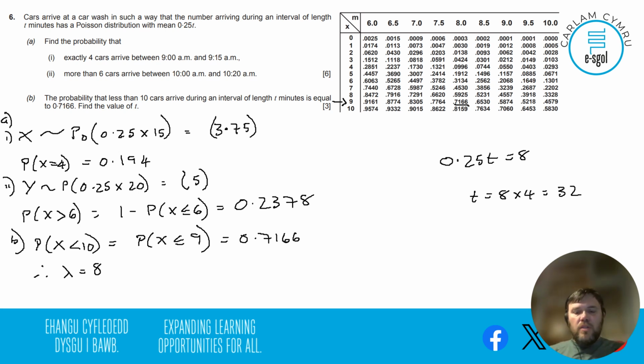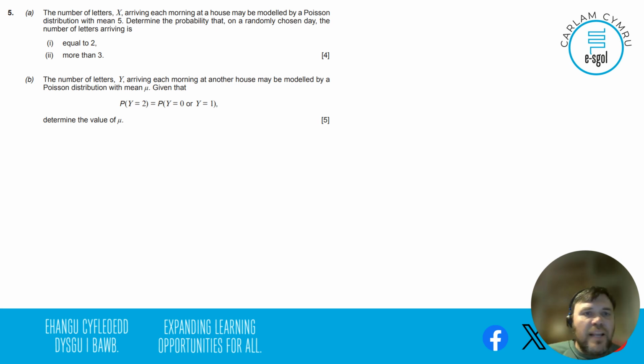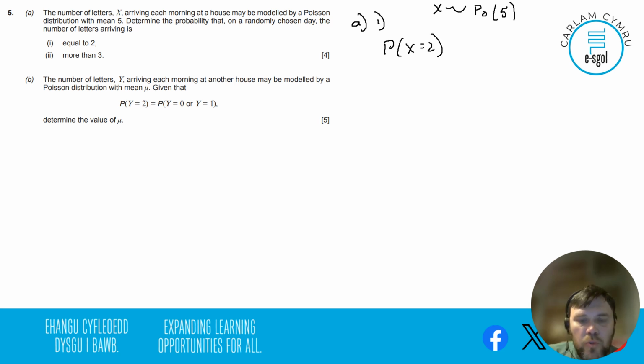The last question then on the other side is the number of letters X arriving each morning at a house may be modeled by a Poisson distribution with mean 5. Determine the probability on a randomly chosen day that the number of letters arriving is equal to 2 and more than 3. It's part B that I really am interested in, so I'm just going to put the answers to A. So we have again X belongs to the Poisson of 5. So P(X = 2) is 0.084.